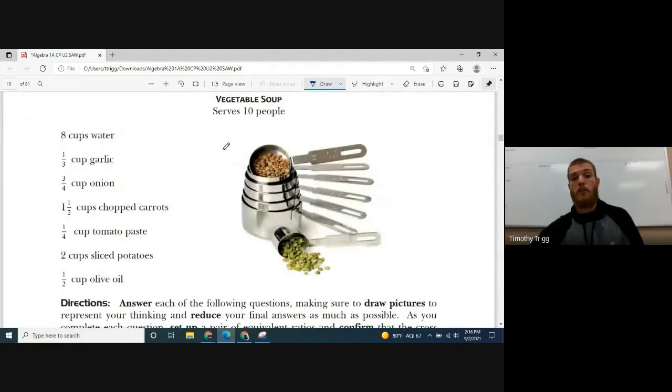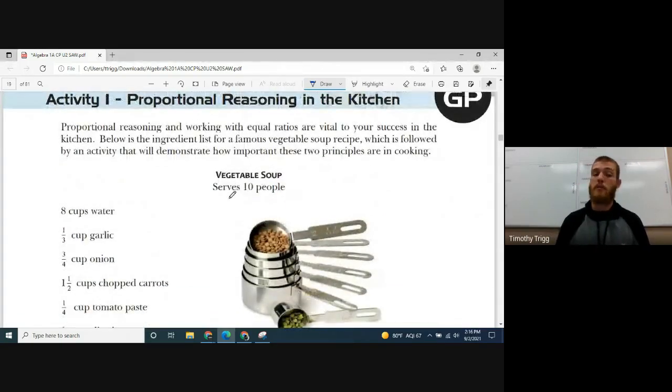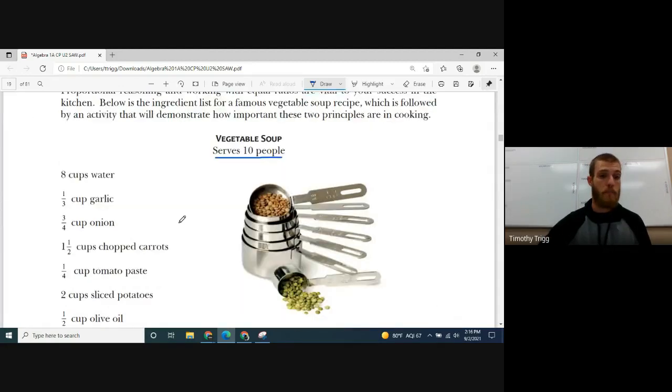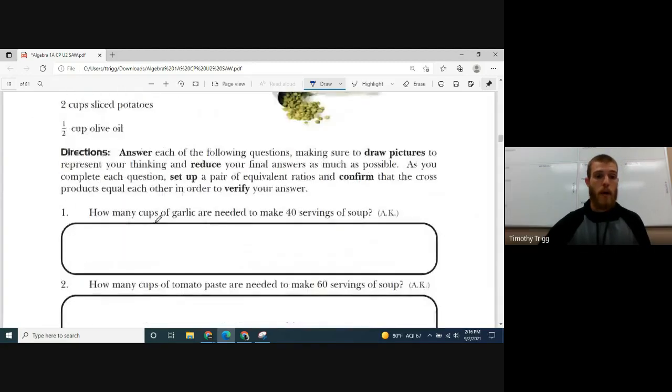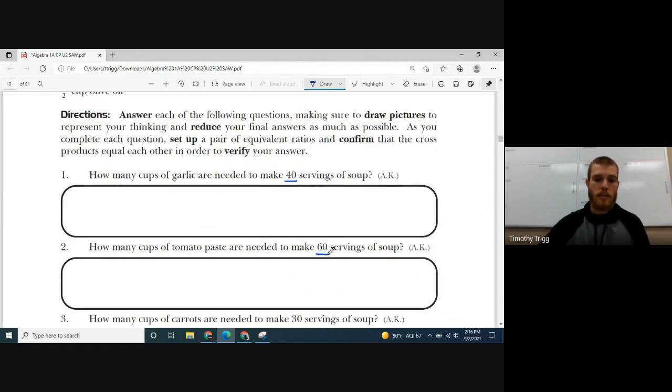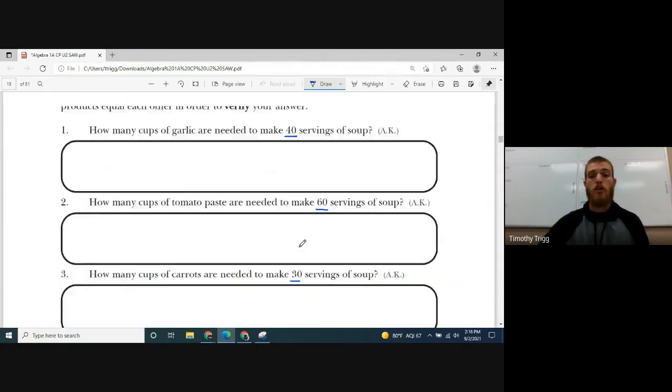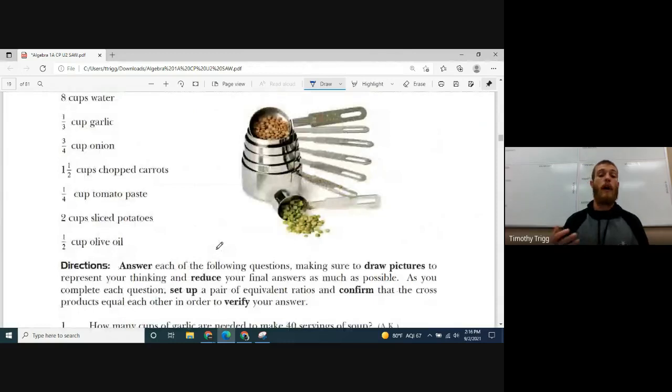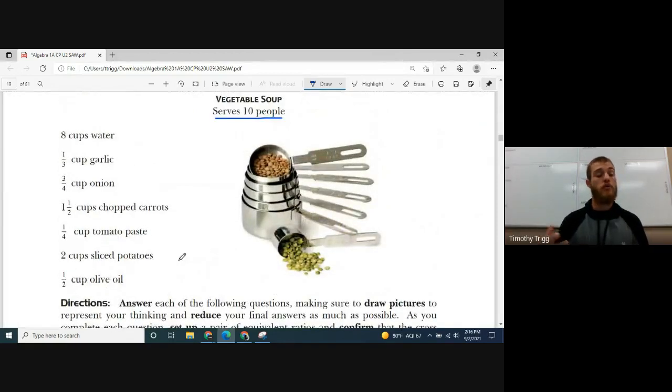Another thing proportions are going to be used for is stuff like recipes. This is something that's very practical, when you want to double a recipe or halve a recipe. So in this example, it says vegetable soup. This recipe serves 10 people. So we have a recipe that gives 10 servings. But what if we wanted to do 40 servings? What if we wanted to do 60 servings, 30 servings? What would we have to do to find the amount of each ingredient in those situations?